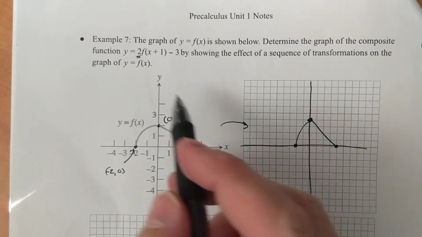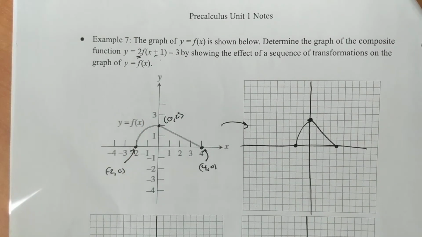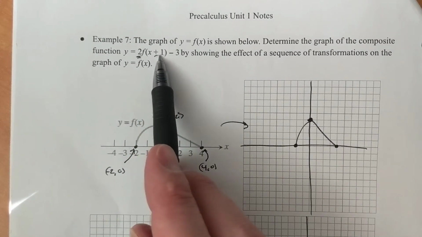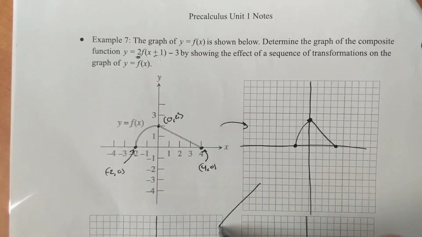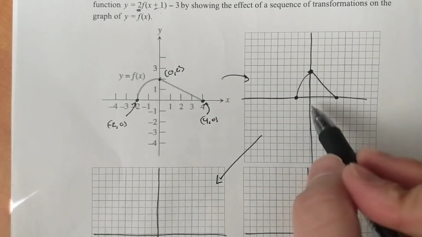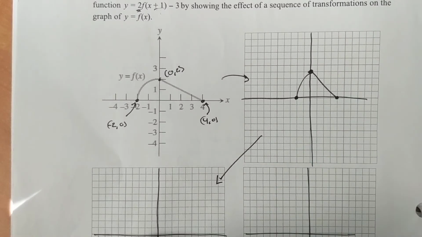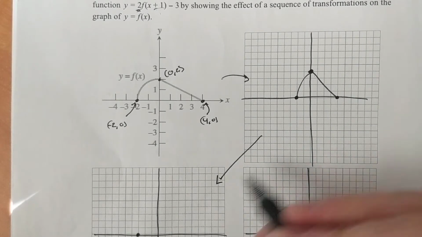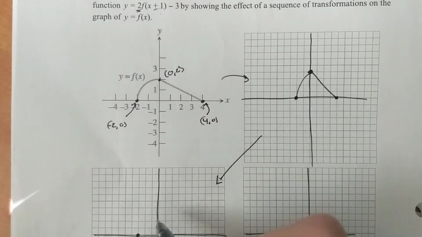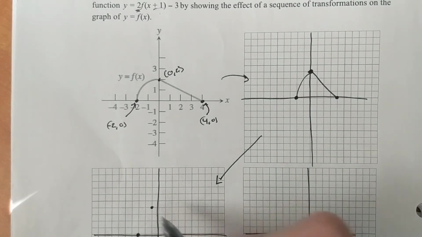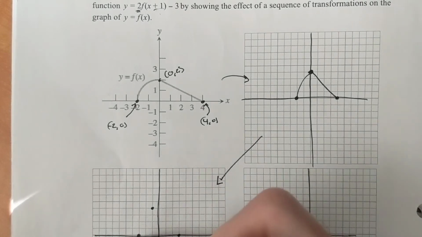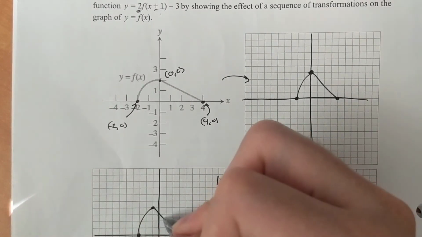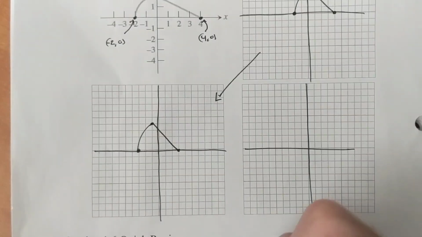So now I'm going to do the horizontal shift. So it's +1, which means everything's going to move left 1 unit. So this point here that was at -2, 0 is now going to be at -3, 0. This point here that's at 0, 4 is now going to be at -1, 4. This point here that's at 4, 0 is now going to be at 3, 0. Each point moved 1 unit left.